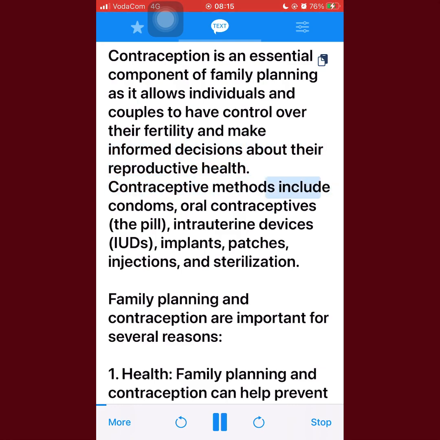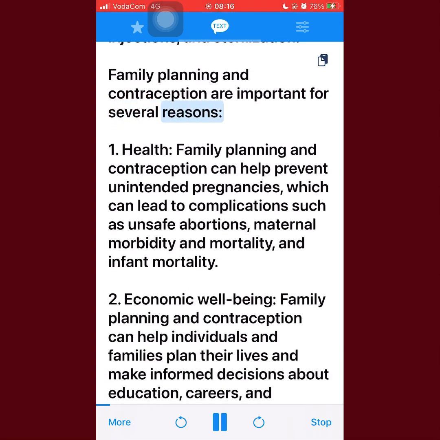Contraceptive methods include condoms, oral contraceptives (the pill), intrauterine devices (IUDs), implants, patches, injections, and sterilization. Family planning and contraception are important for several reasons. 1. Health. Family planning and contraception can help prevent unintended pregnancies, which can lead to complications such as unsafe abortions, maternal morbidity and mortality, and infant mortality.